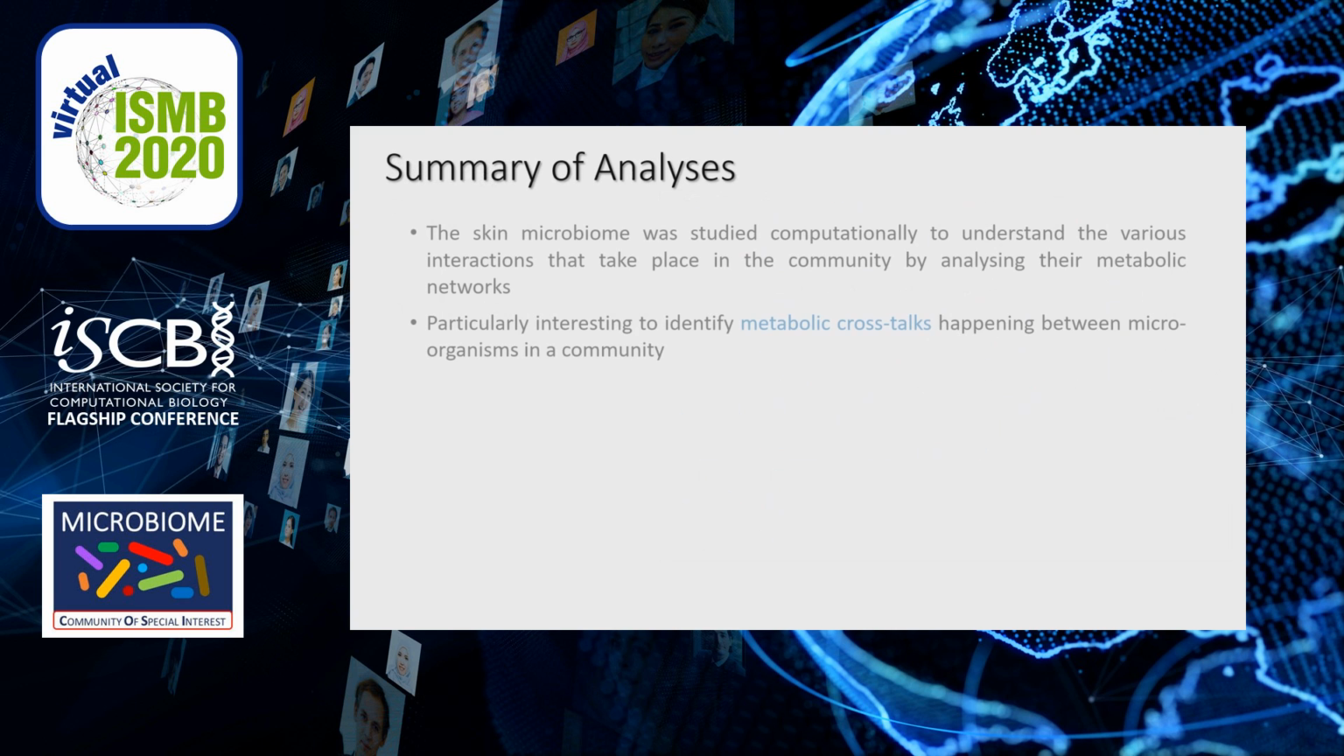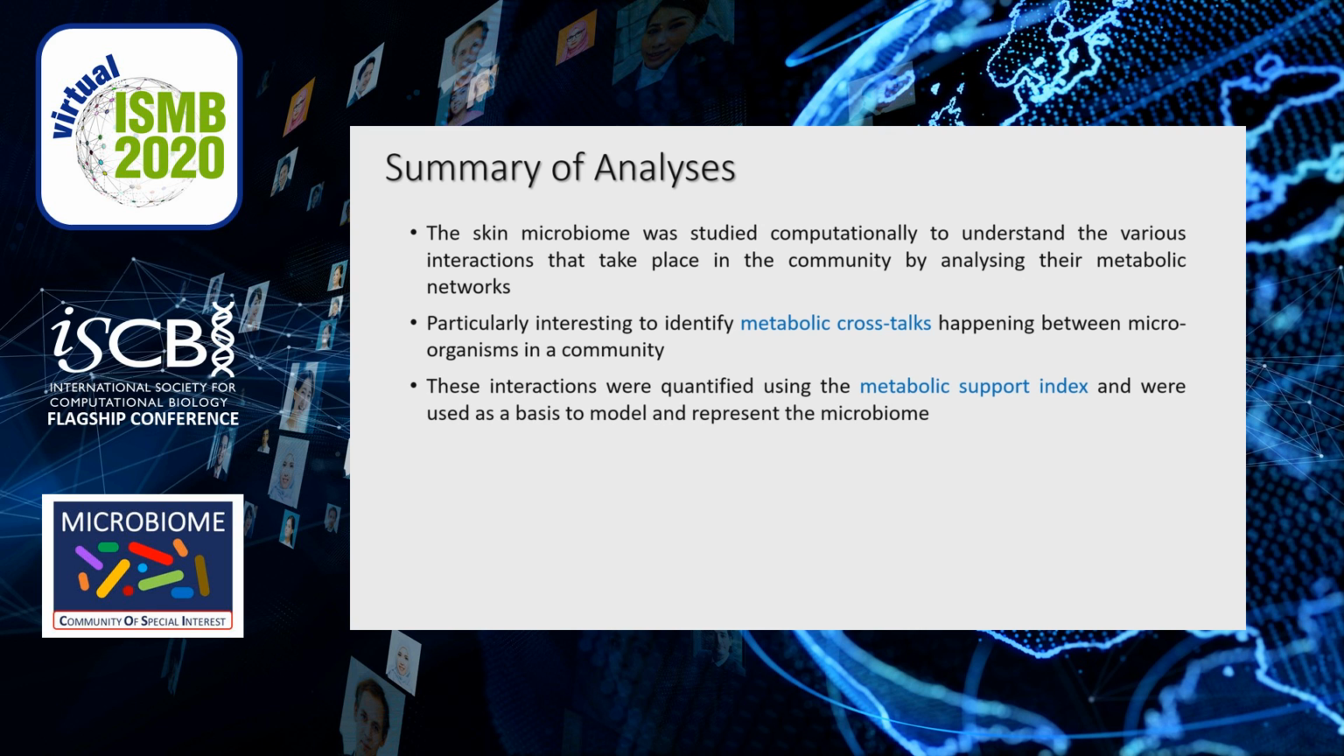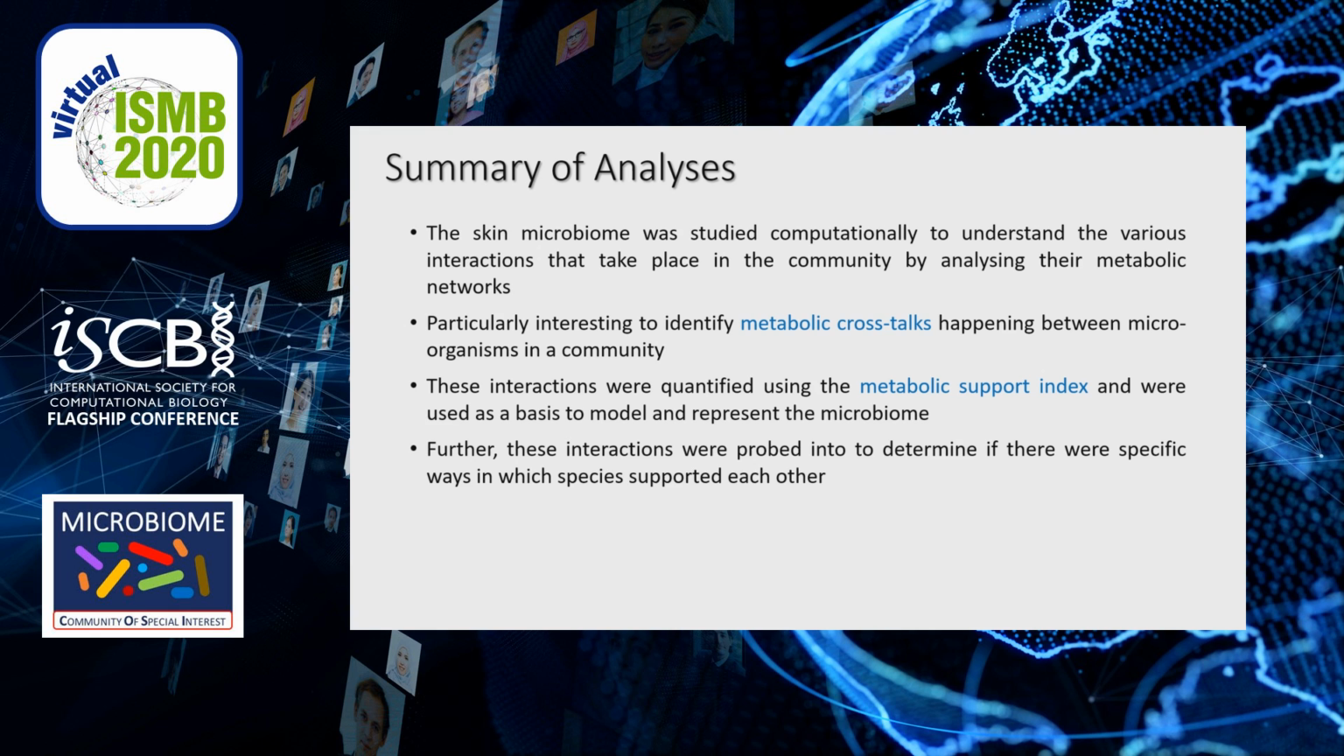To summarize, we used a graph-based approach on metabolic networks to study the skin microbiome and understand the various interactions in the community. These interactions were quantified using the metabolic support index and were used as a basis to model and represent the microbiome. Further, these interactions were probed into to determine if there were specific ways or mechanisms in which these species supported each other metabolically. Additionally, the analyses were done to identify the variations amongst genera, species, and even strains.